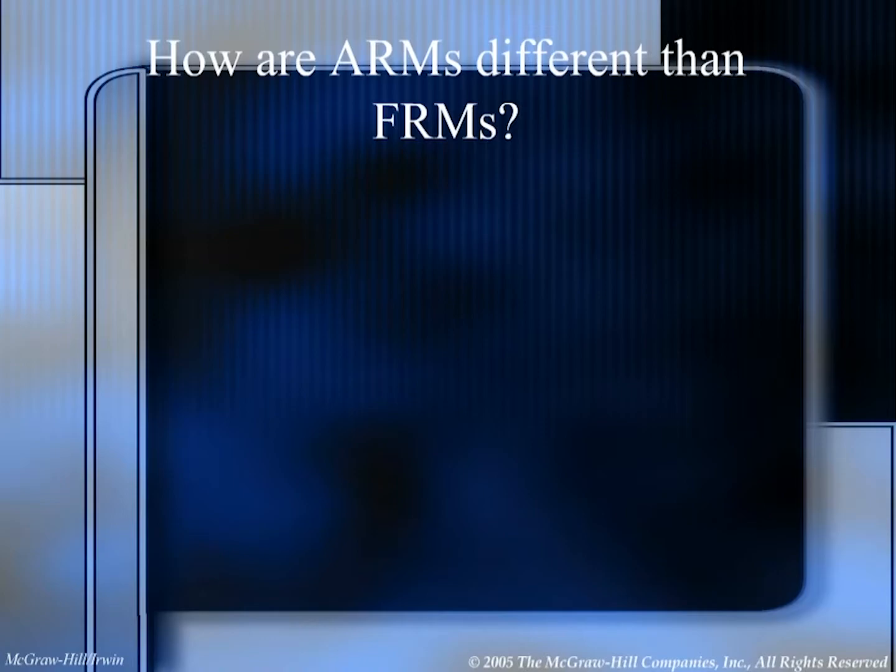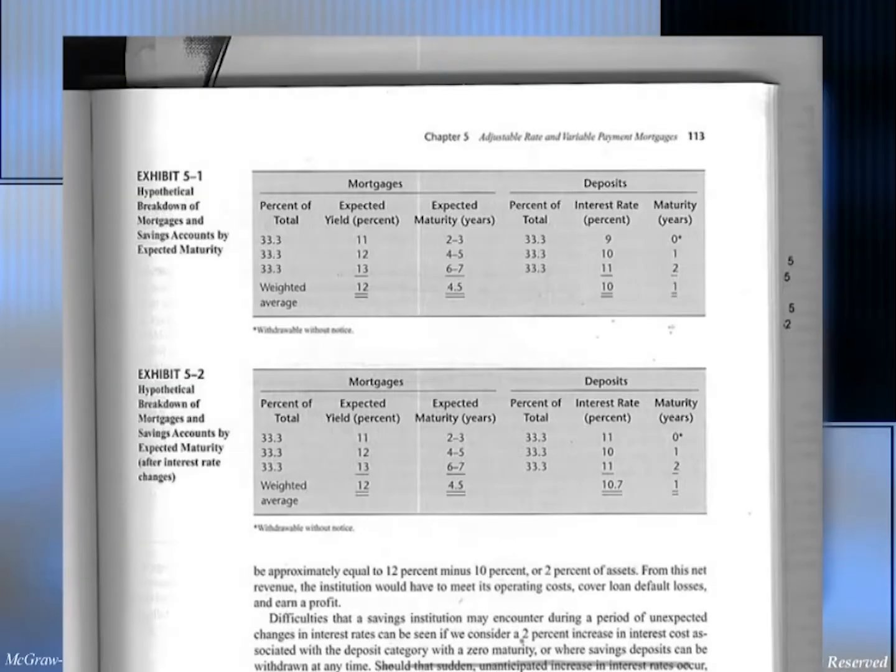So they have much less of a spread on their assets. Instead of making 2%, they're making 1.3%, so they barely cover their costs and have no profit at all. And you see the difference between the maturities, and we know that the shorter the maturity, the more volatile it is to interest rates. The deposit side is shorter maturity, so more volatile, and the mortgage side is a longer term maturity, so less volatile. So they've got both the change and the volatility. This is a big problem for the banks.